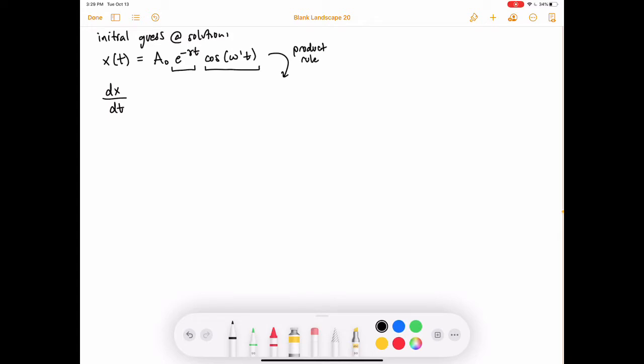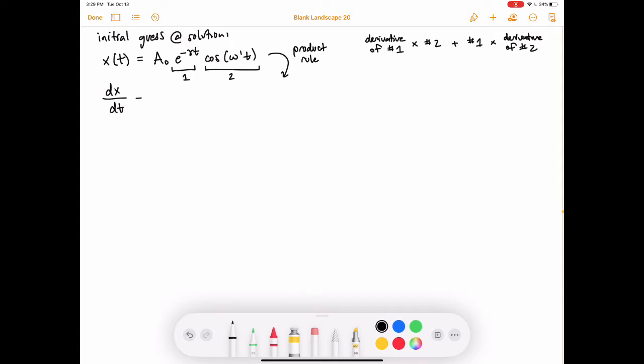So let me just remind you how this works. So let's call this function number 1, function number 2. To evaluate the derivative using the product rule, we take the derivative of number 1, and then we just multiply that by number 2, and then we add that to just number 1 left alone times the derivative of number 2. That's how the product rule works in general.